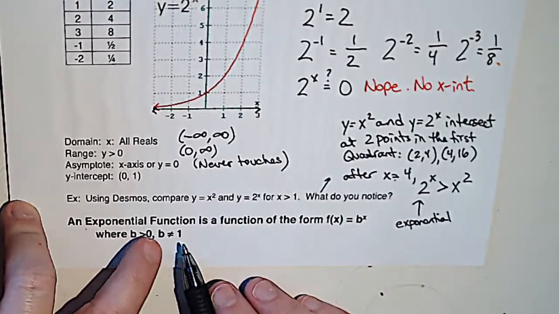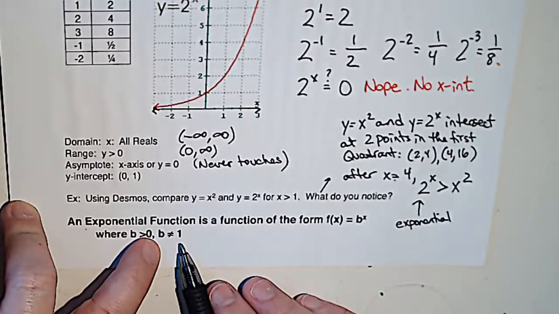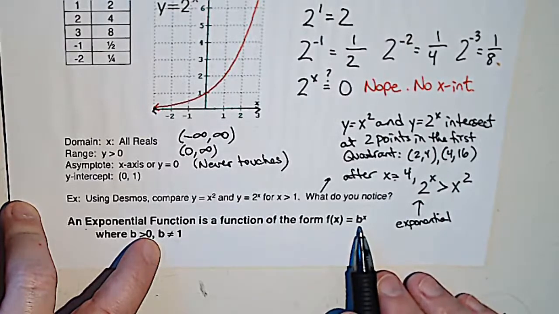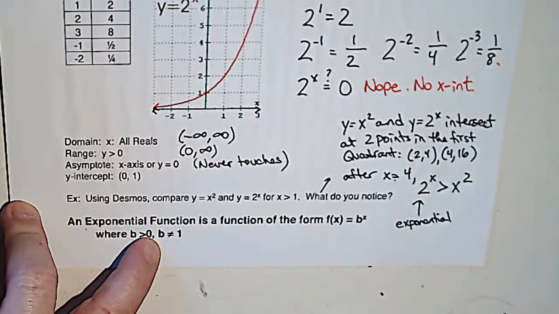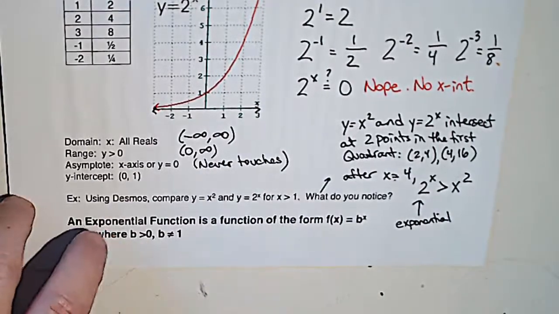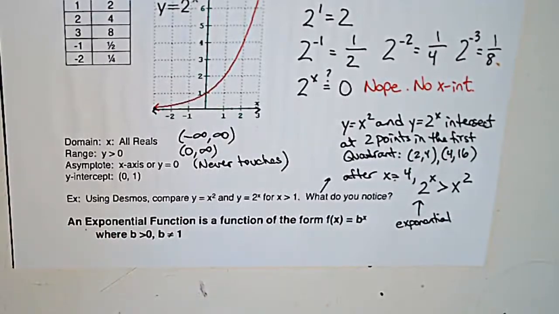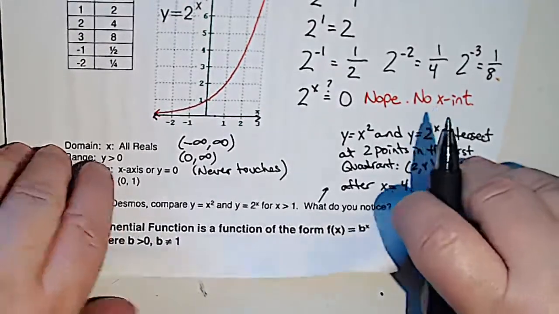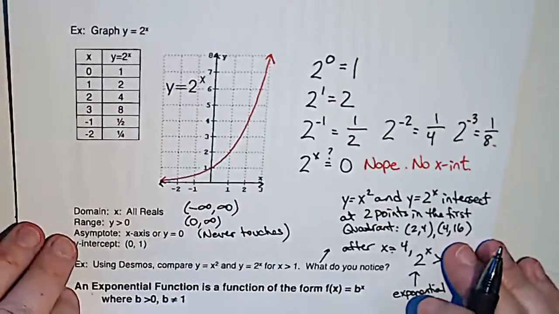And then why do you think b can't be 1? B can't be 1. So think about, what if the base is 1? 1 to the x is just boring. It's just 1. So we don't include 1. We only include positive numbers, and those are exponentials. And if you have an exponential, the graph will look like this.